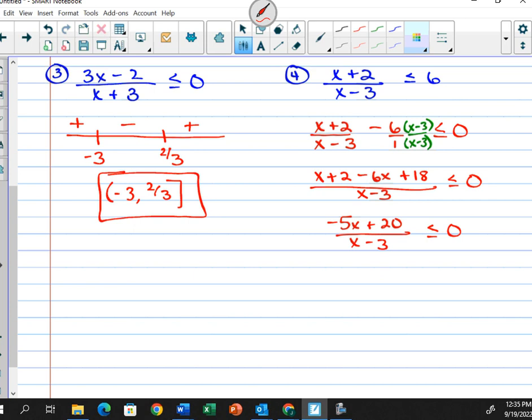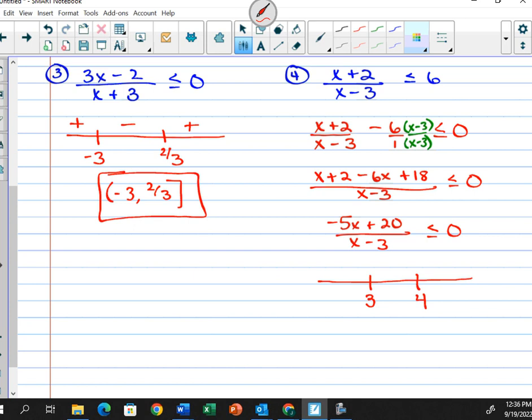So then I need a number line. This one still just has 2 points on it. What are they? 3 and 4. Are you guys okay with where the 4 comes from? That's just setting the numerator equal to 0. And guys, if it's weird numbers and you aren't trusting what you're getting in your head, just write it out. Write out negative 5x plus 20 equals 0 and solve that.